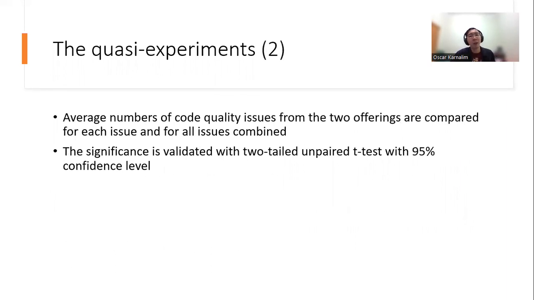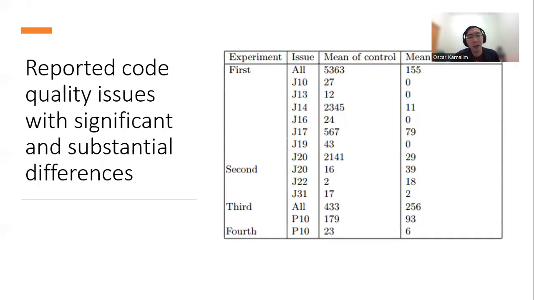Average number of code quality issues from two offerings are compared for each issue and for all issues combined. The significance is then validated with a two-tailed unpaired t-test with 95% confidence level. So this is basically the result.